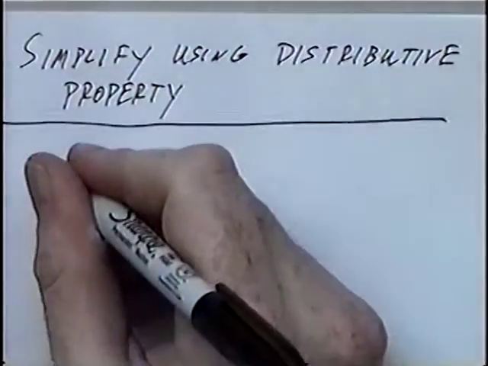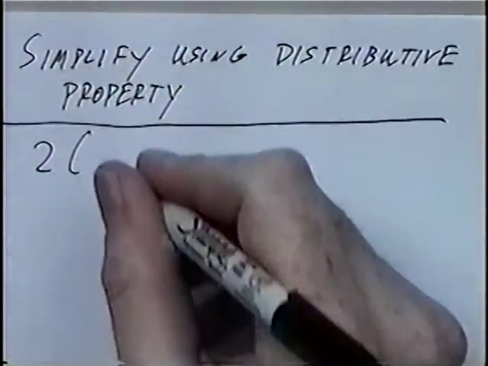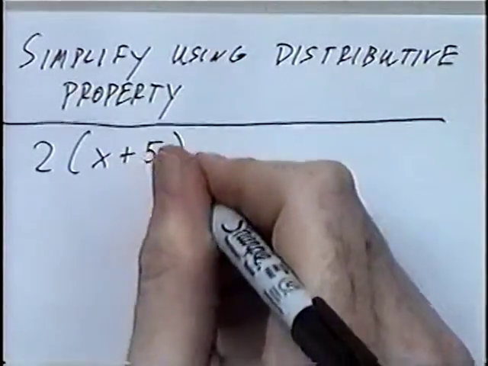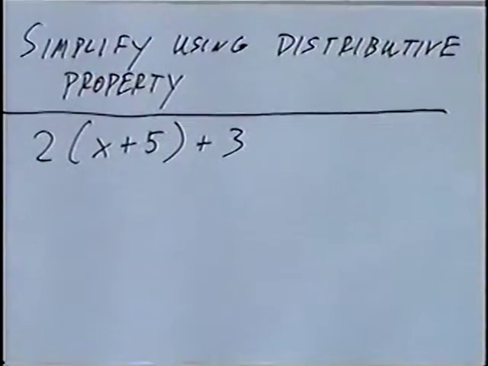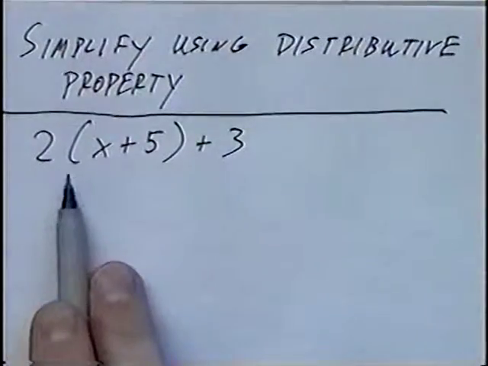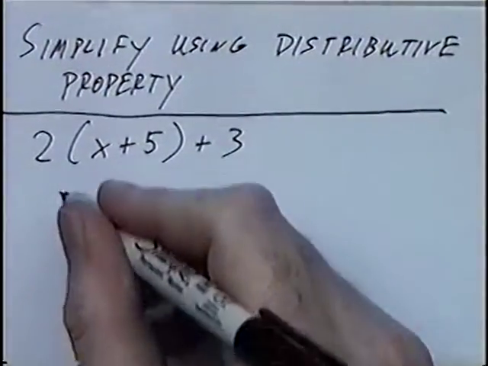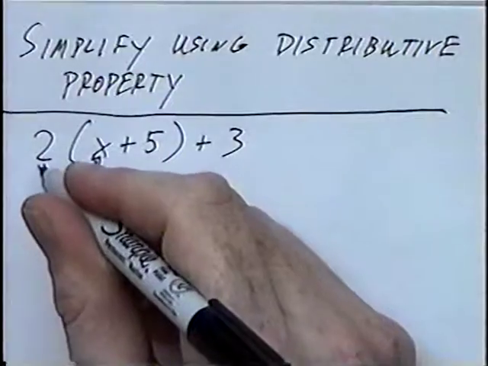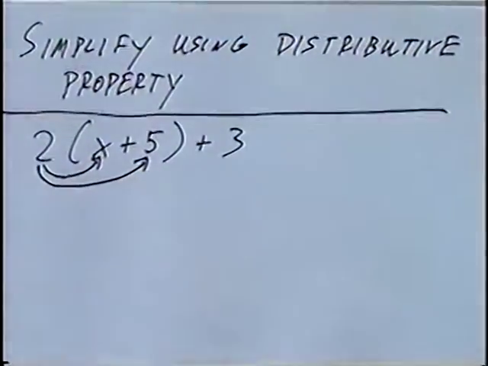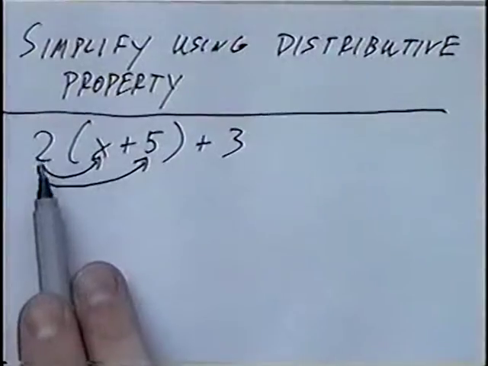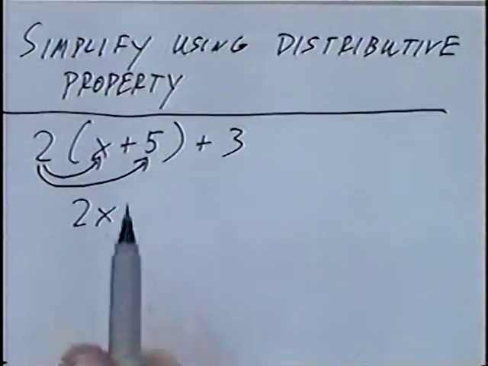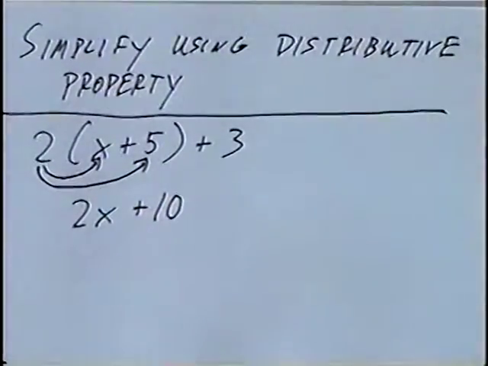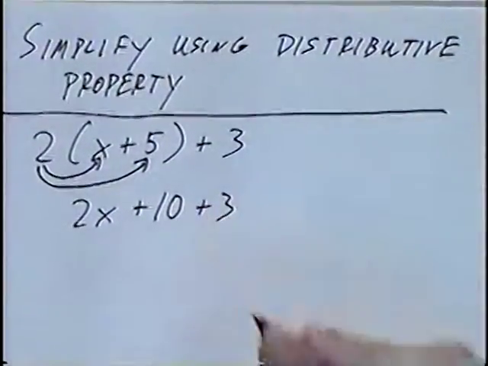The first problem is 2, and inside parentheses x plus 5, outside parentheses plus 3. To distribute, the 2 outside the parentheses will be multiplied by everything inside the parentheses. We will do 2 times the variable x and 2 times positive 5. If you multiply 2 times x, that would be 2x. And 2 times a positive 5 would be plus 10. And the plus 3 also comes down.